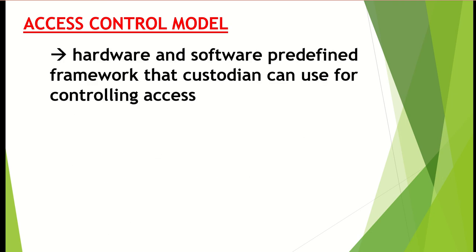Access control model. So, hardware and software predefined framework that custodian can use for controlling access. So, ibig sabihin si custodian, siya yung nagmamanipulate, siya yung nagko-control, siya yung nagsisecure ng lahat ng data para makontrol pa rin yung access sa isang company. So, even sa hardware, inside the CPU, all the things that we can see. Okay, the diodes, the different small machines. Okay, the software are the applications. So, ibig sabihin, si custodian pa rin ang nagmamanipulate niyan, nagko-control at nagsisecure.